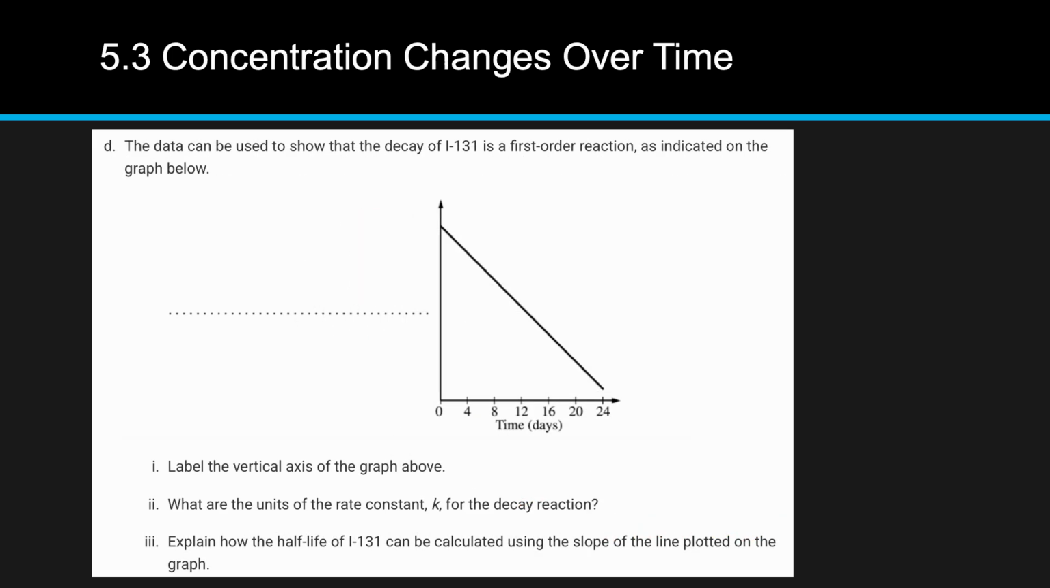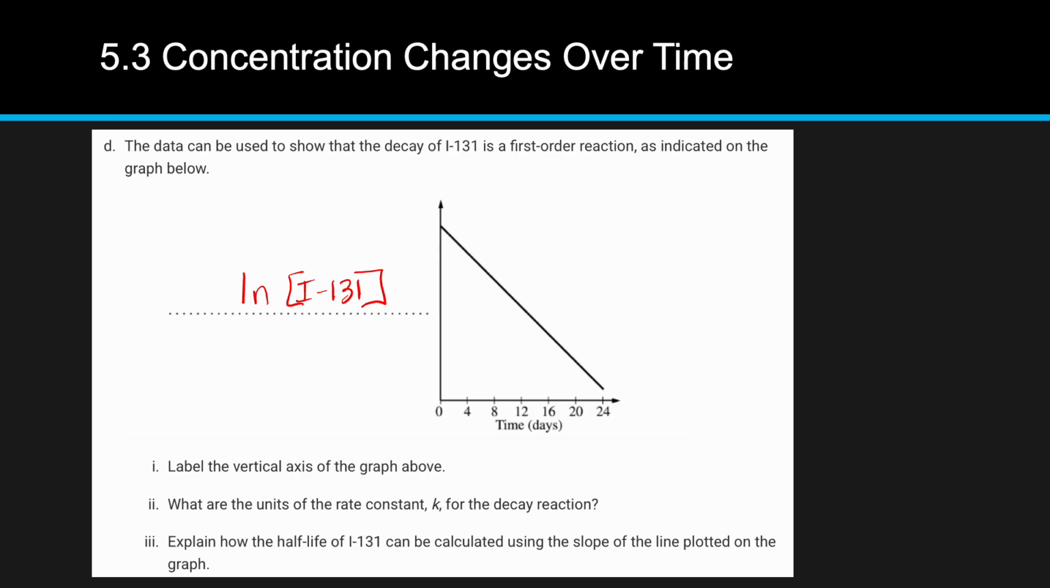Then part D says the data can be used to show that the decay of I-131 is a first order reaction as indicated on the graph below. Label the vertical axis of the graph above. So we know for first order, and if you don't remember, just again go to your reference sheet. And if you look at first order, you can see that it's the natural log. So when we are doing a linear relationship between concentration and time, and it's a first order reaction, it has to be the natural log of the concentration. So the answer to I would be the natural log of the concentration of I-131.